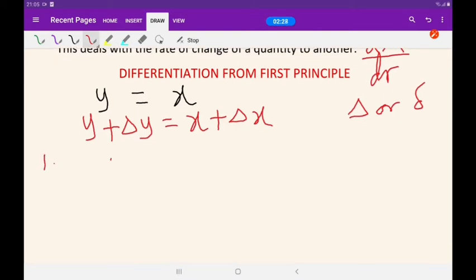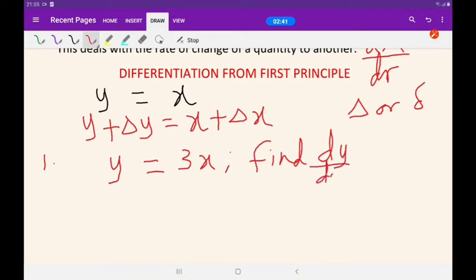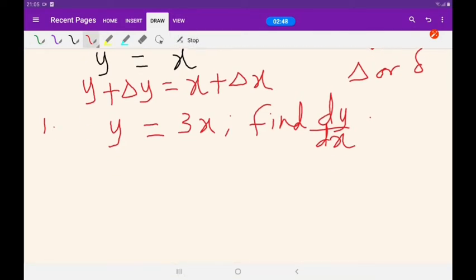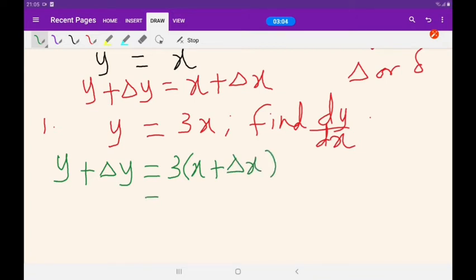Question 1. If y equals 3x, find dy dx from first principle, or find the derivative of y equals 3x from first principle. Now, the first thing we do, we have y here, so there will be a small change in y. So we have y plus delta y. There will also be a small change in x, 3 into x plus delta x. Since we have a bracket there, what do we do? Open up the bracket. So 3x plus 3 delta x. We have y plus delta y.